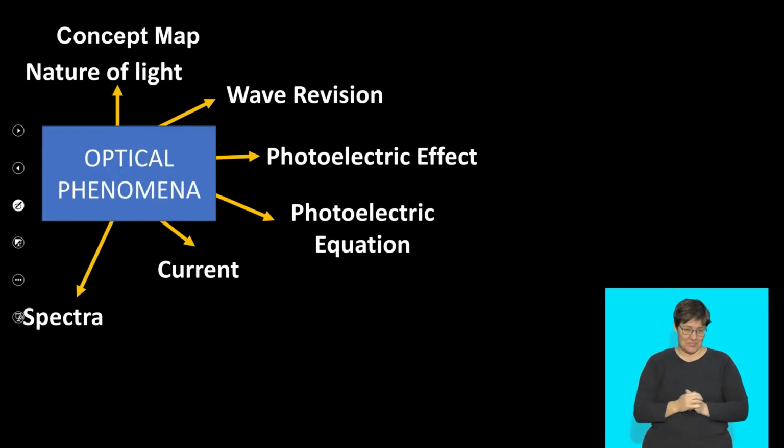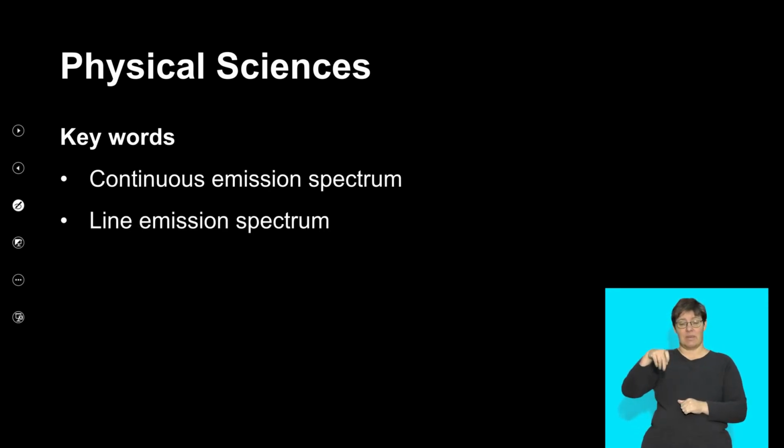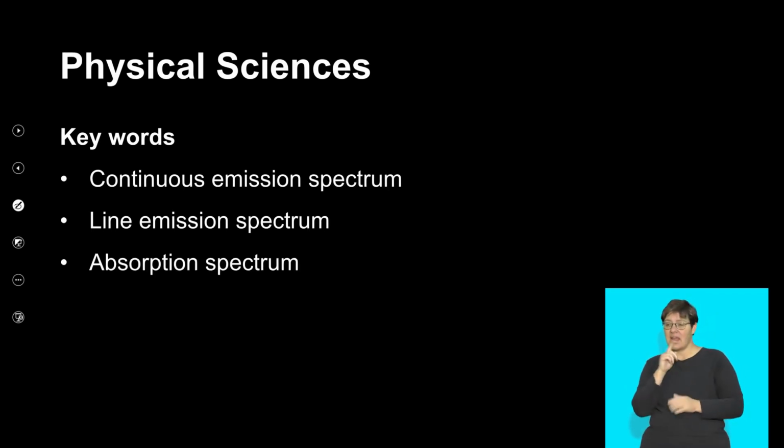So we have done the nature of light, we've looked at wave revision, we did the photoelectric effect, we spent some time on the photoelectric equation, we looked at how current can change, and now we're dealing with this last little bit, spectra. Our key words are this: a continuous emission spectrum, okay, very important. We're going to look at a line emission spectrum, they are different. We're going to look at an absorption spectrum.